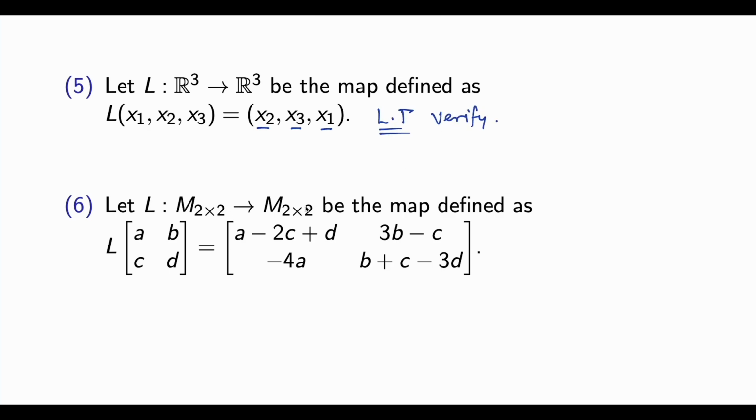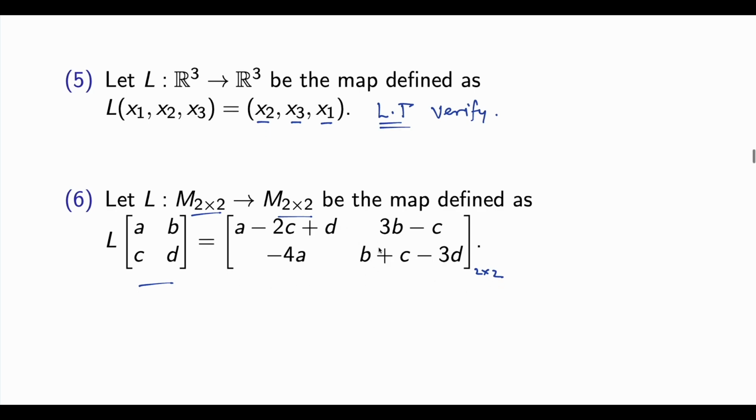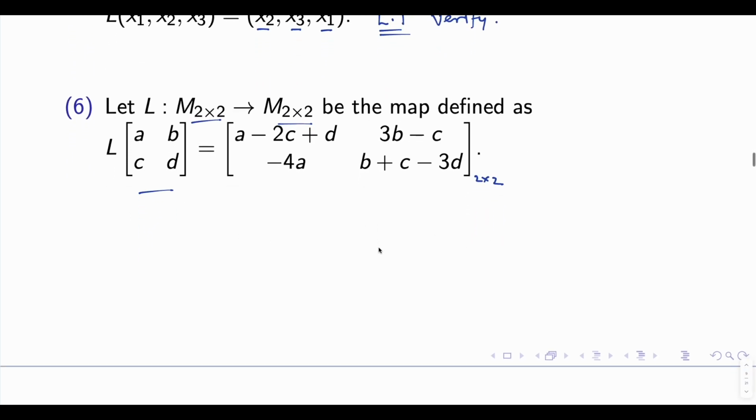It's very easy to verify both the properties. Similarly, let L be the map from the set of all 2 cross 2 matrices to 2 cross 2 matrices over the real field, defined as L of A, B, C, D equal to the 2 cross 2 matrix with some setting. So this is also a linear transformation. You can also verify.